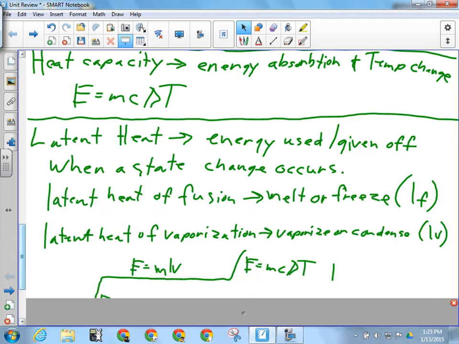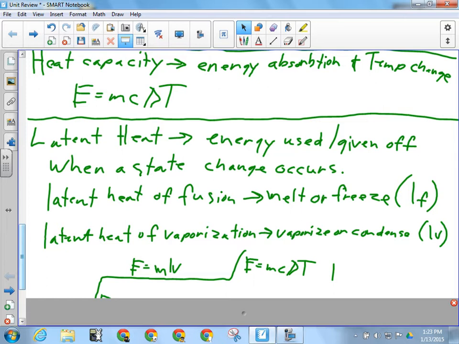Okay, so this is basically all in your notes, but just so you get a look at it here. Latent heat of fusion, that's LF. That's what happens when it melts or freezes. You don't have to remember the number, it's on the front of the test. Latent heat of fusion is 333 joules per gram, but it's on the front of the test.